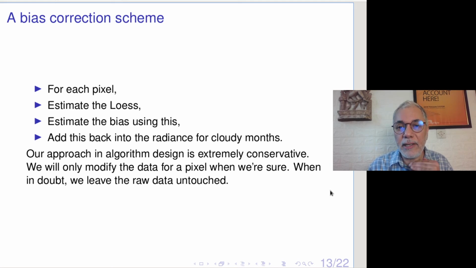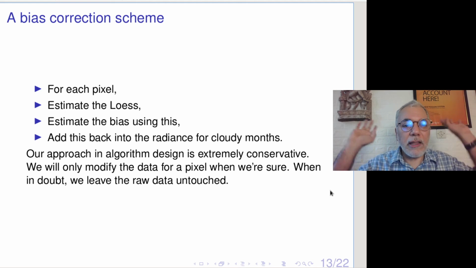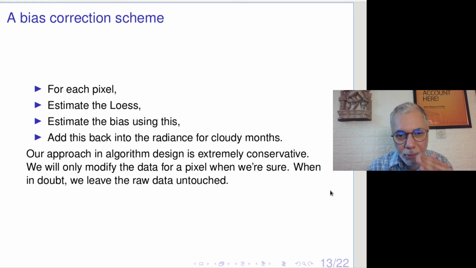So this is what we do as our bias correction scheme. For each pixel, we estimate the LOESS. We measure the bias using this and we add it back. But there are many elements in the algorithm where our approach is we want to be extremely conservative. We don't just run this for all the 16 million pixels. There are many steps in the algorithm where we check and we check and we check and we become absolutely sure that there is a bias and that this is a class D pixel and the bias is identified, and we can safely add back the bias into the month. So we only modify data for a pixel when we are sure. When there is the slightest doubt, we leave the raw data untouched.